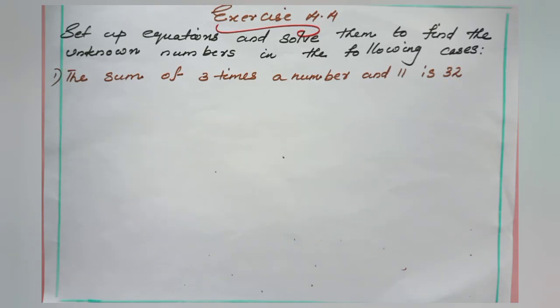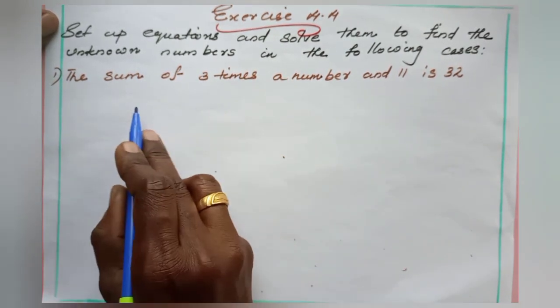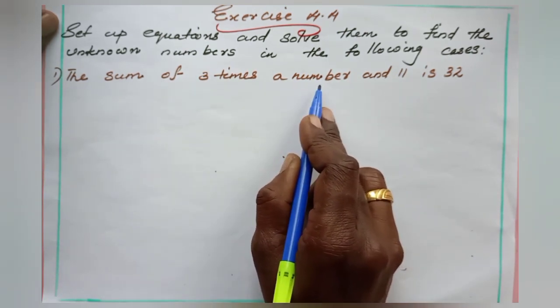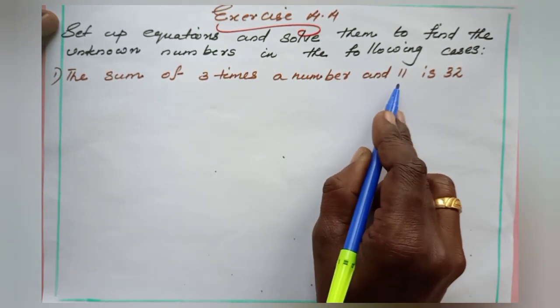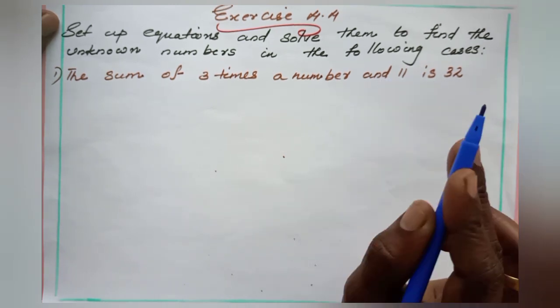Exercise 4.4. Set up equations and solve them to find the unknown numbers in the following cases. First question: the sum of 3 times a number and 11 is 32. So this is the statement form. We write the equation. The sum of 3 times a number, we don't know which number, and 11 is 32.